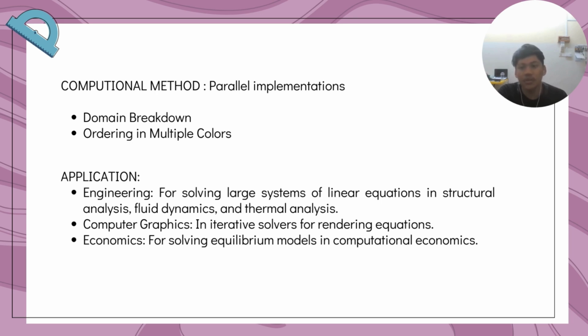Next is multicolor ordering. With multicolor ordering, distinct colors are assigned to various matrix rows so that no two neighboring rows have the same color. This enables parallel execution by permitting the simultaneous update of all rows that have the same color.